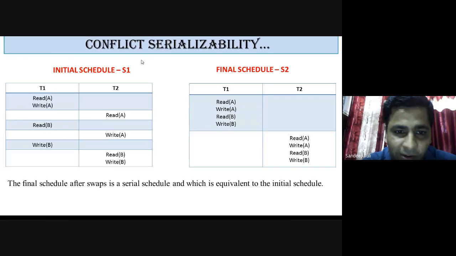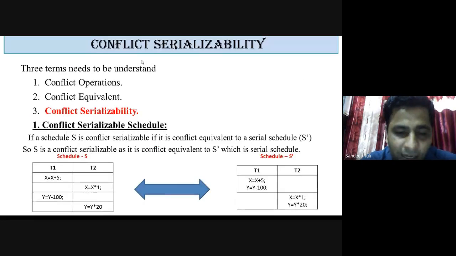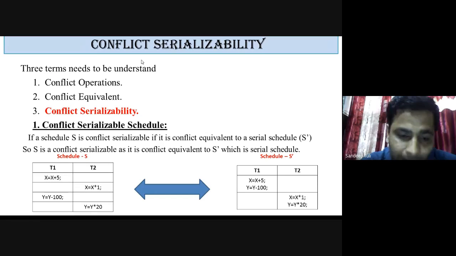Now, schedule S2 is conflict equivalent, we have proved it, to a schedule S1. So that's why we can also say that schedule S2 is a conflict serializable schedule with respect to schedule S1. That is what the definition says. Is it clear to all now? What is conflict serializability? Yes, sir.